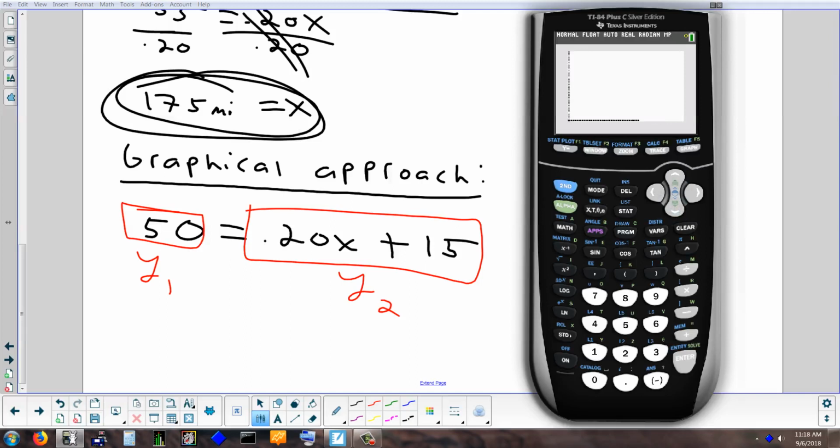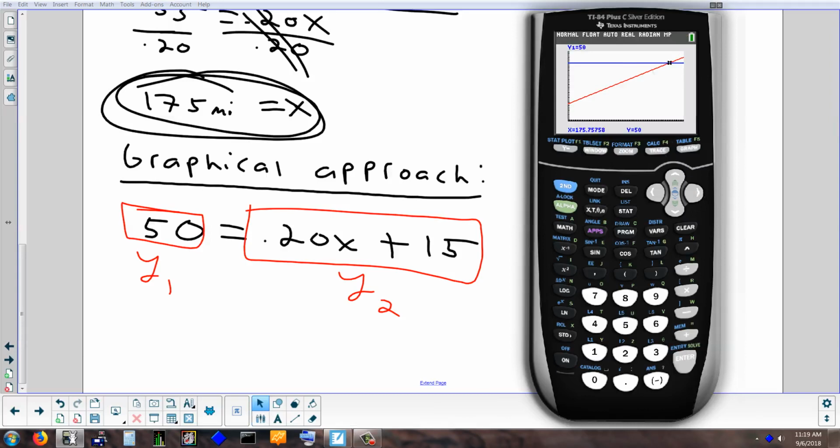Okay, let's hit graph. So there's y equals 50. And here's our cost as we drive more and more miles. And right there is where they cross. Now, what you can do is press trace, and you can scroll along it if you just hold the button down. And to me, it looks like it's about right there, about 175.